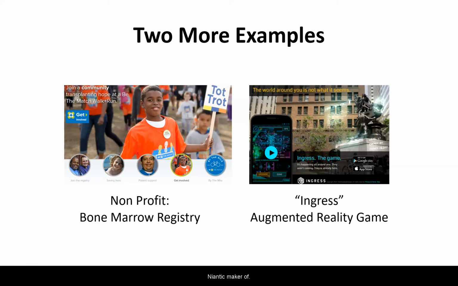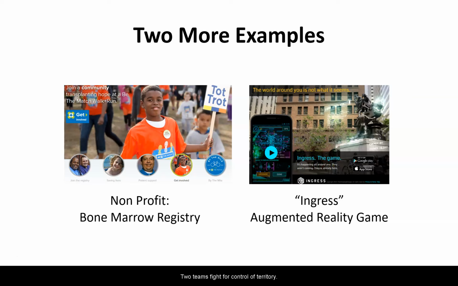Niantic, maker of Pokemon Go, also had a game called Ingress. Like Pokemon Go, it's an augmented reality game that uses a GPS signal to line up an in-game map on your phone against your real-life location. Where there are real-life fountains, artwork, cool buildings, there's likely to be a portal in the game.